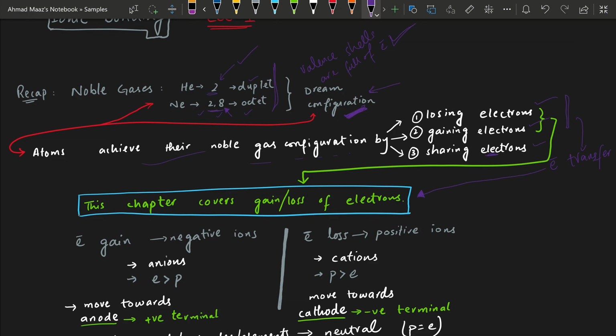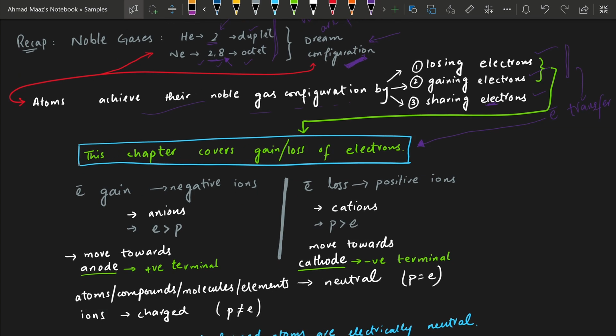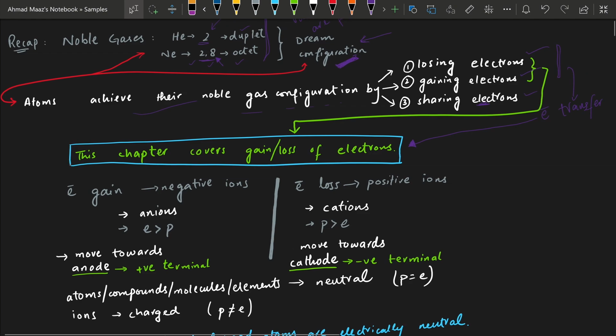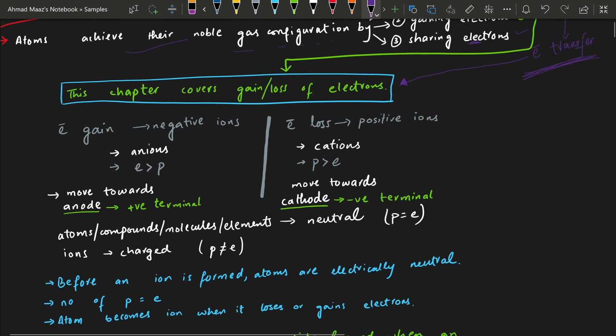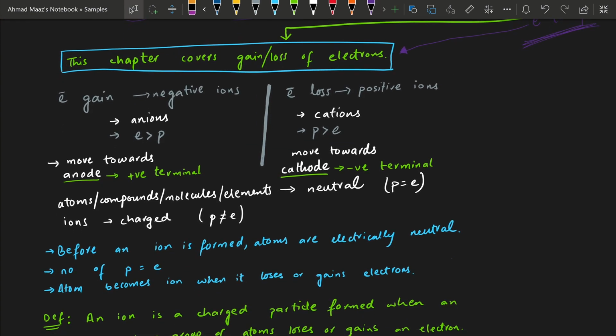Sharing electrons results in covalent bonding, which is our next chapter. We'll study this when we reach there. For now we're concerned with losing electrons or gaining electrons. In short, we're concerned with electron transfer. Let's see what happens. When an atom gains electrons, obviously because the electron has a negative charge, it has to become a negative ion. When an atom gains or loses electrons, they form ions.